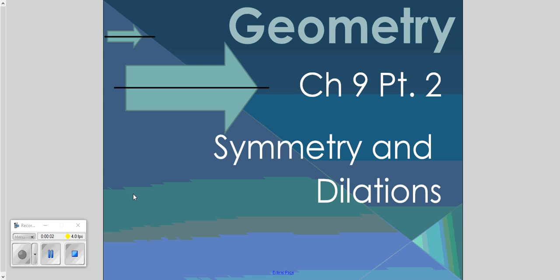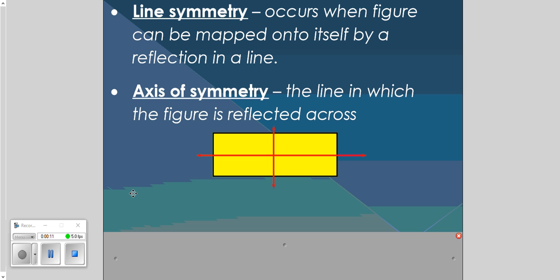All right, today's lesson, Chapter 9, Part 2, Symmetry and Dilations. First up, a little bit of vocabulary. Line symmetry occurs when a figure can be mapped onto itself by a reflection in a line. The axis of symmetry is the line in which the figure is reflected across.